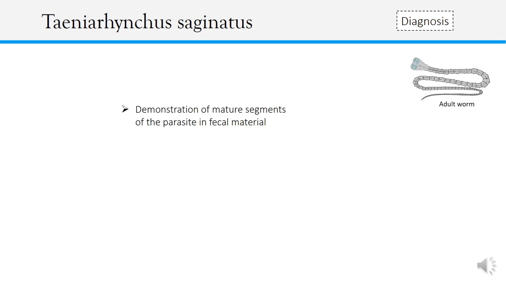In order to diagnose this pathology, demonstration of immature segments of the parasites in the fecal materials could be performed, or eggs could be demonstrated also with the help of microscopical examination of the fecal material. Or eggs could be identified on the skin around the anus.